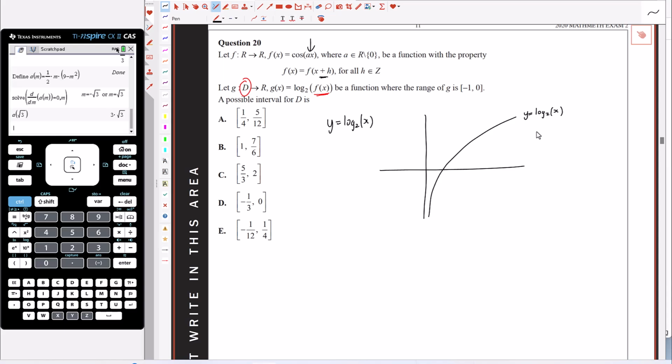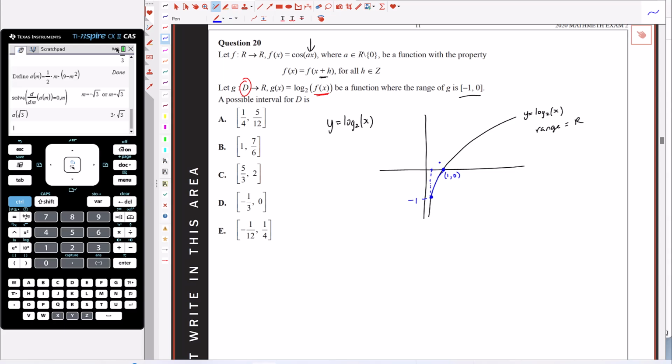Okay, and so it has a range of r. Now we want the range of log 2 of something to just go from -1 to 0. So what I'm interested in is thinking about what that means for the domain. This is definitely 1, 0. What I want to know is that value there.